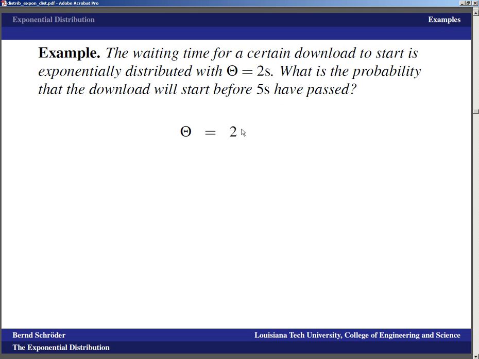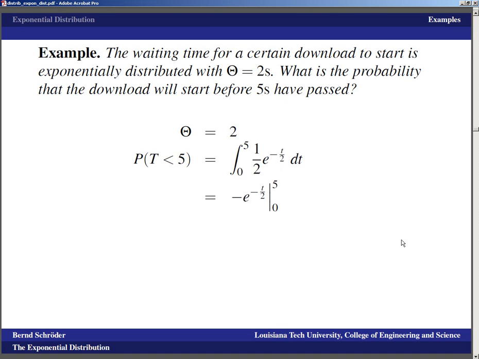Well, we have that theta is equal to 2, and that's pretty much all we need to know, because now the probability that the download starts before 5 seconds have passed, that means that my waiting time t is smaller than 5, and so that's the integral from 0 to 5 of my density function, which is 1/2 e to the negative t over 2, where theta equals 2 comes in here as well as here, right?